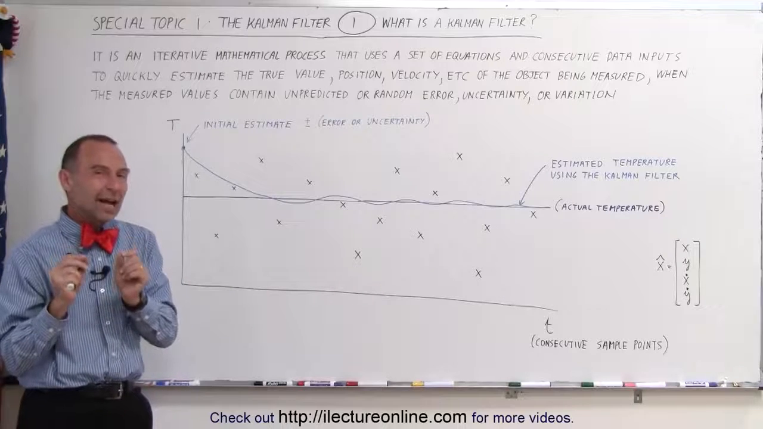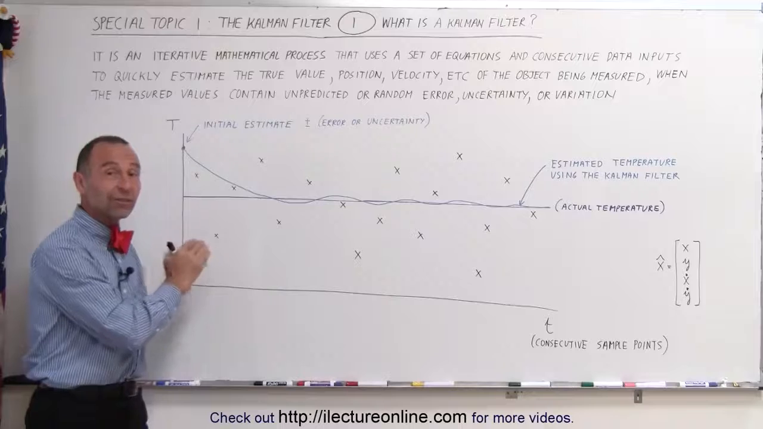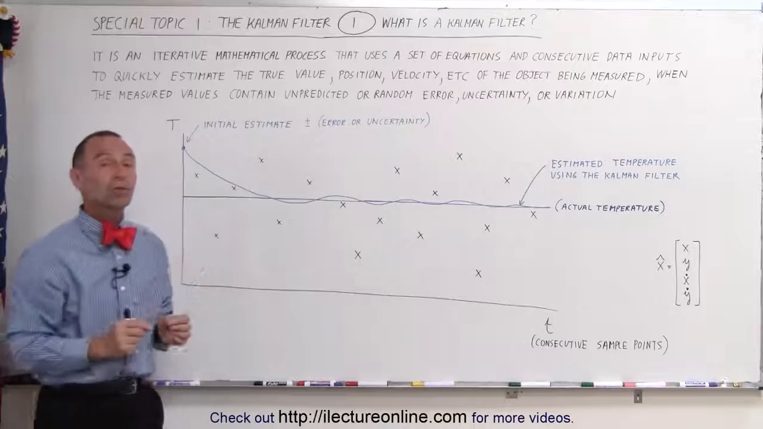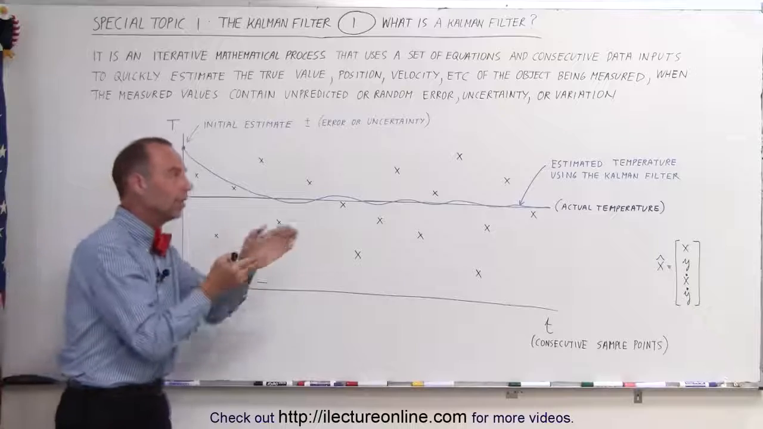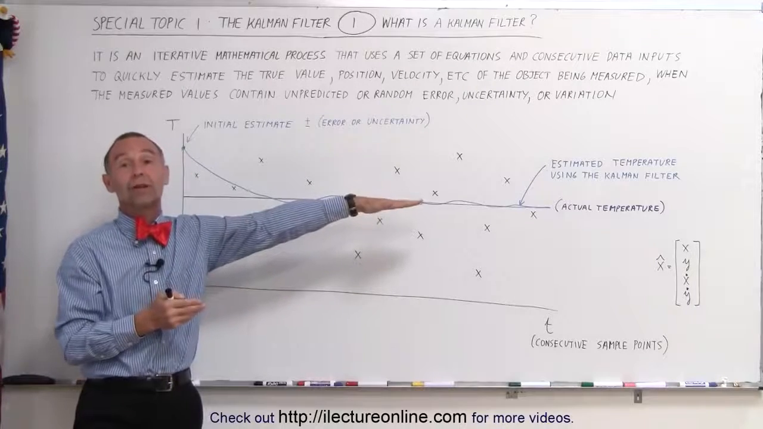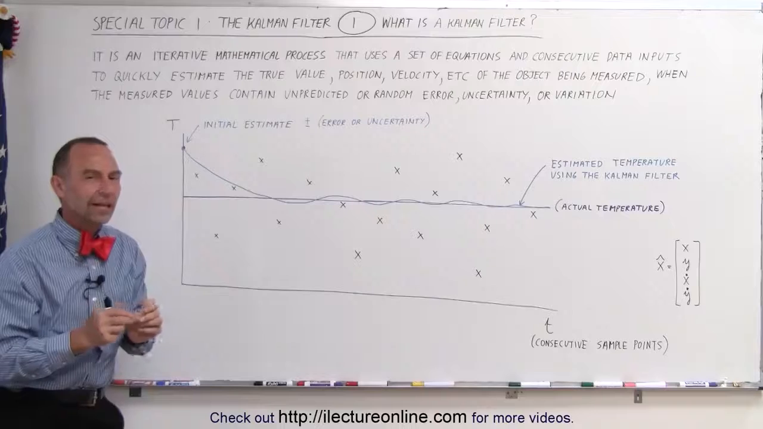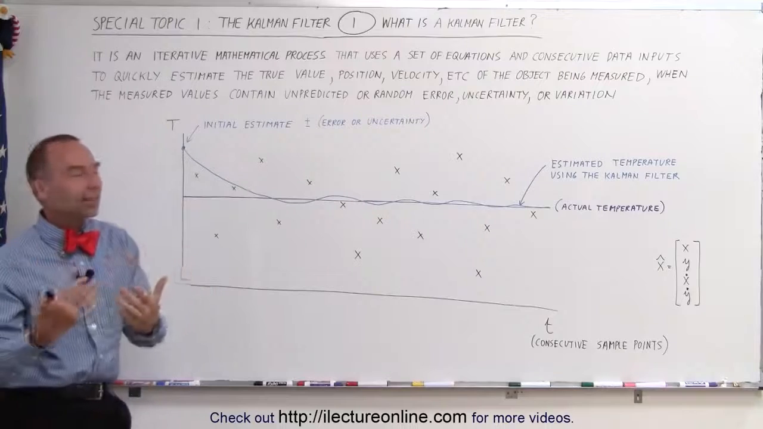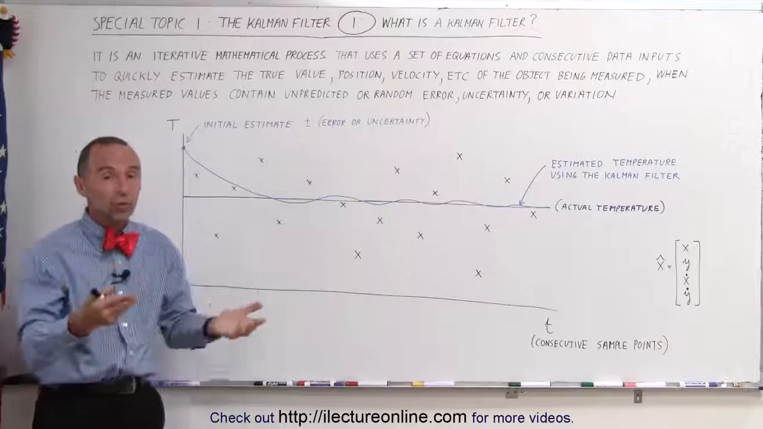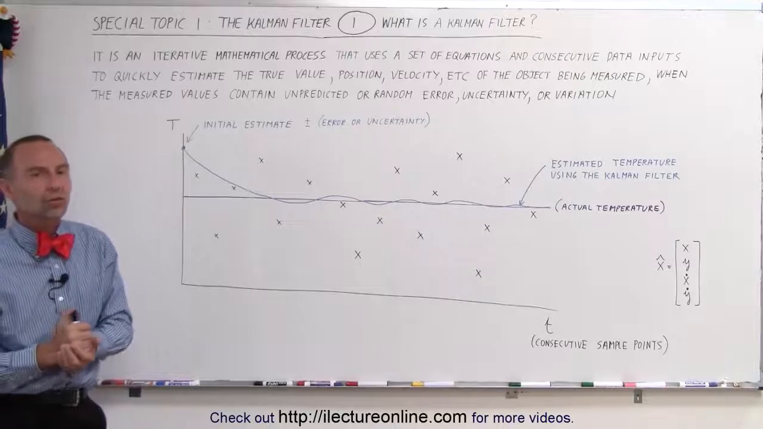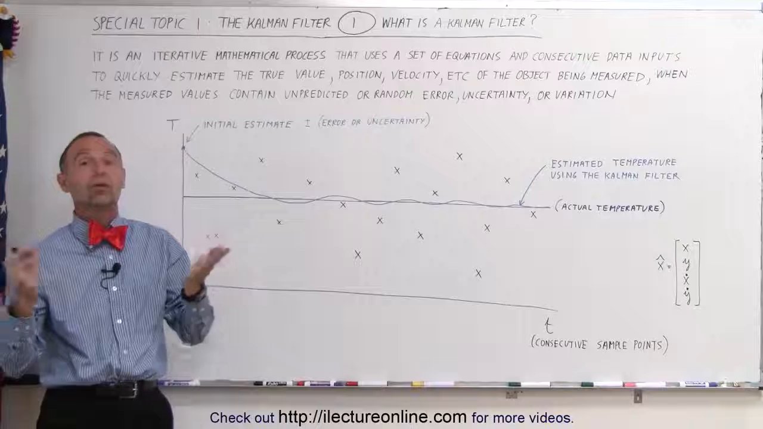But to get the technique down first, we're going to start with a very simple example like this, just measuring the temperature, and see how with a Kalman filter we can very quickly zoom in on the actual temperature that we're trying to figure out. Then once we have that technique down, we'll expand it to the more complicated set of equations used to figure out how to track targets, like using radar, or how to use GPS tracking of satellites.